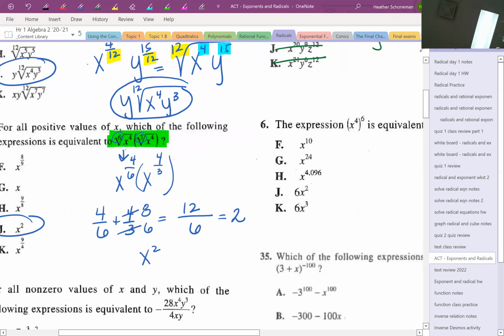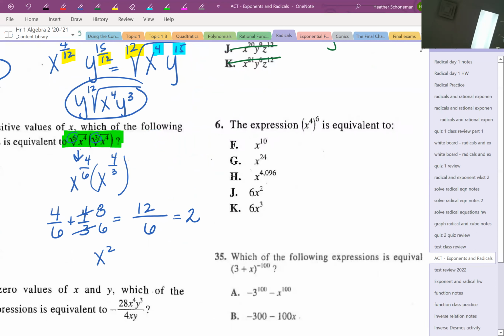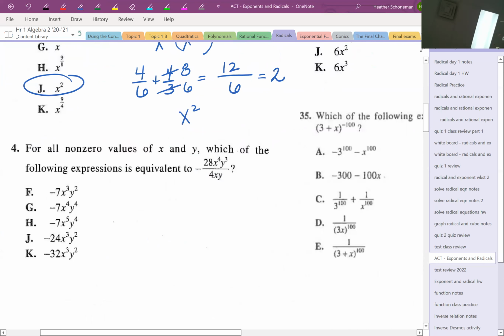Okay. 6 is a pretty easy one. They want to know x to the 4th raised to the 6th. Well, power to power, we multiply the exponents, and 4 times 6 is just 24. So we have x to the 24th. Number 4, we need to simplify this.